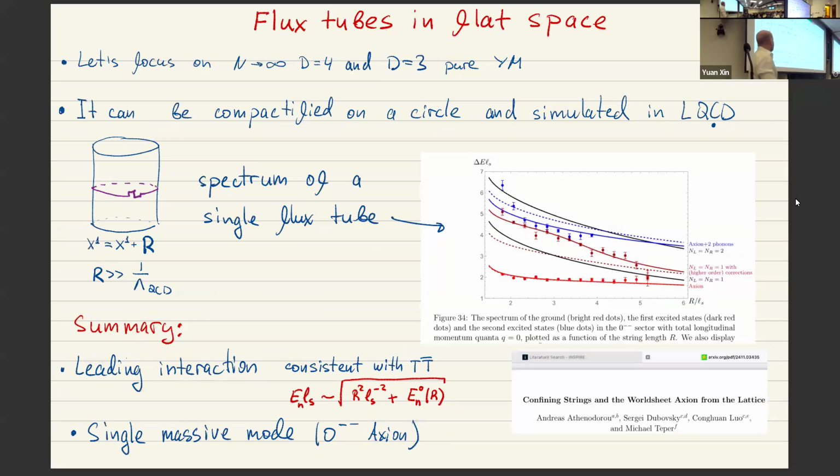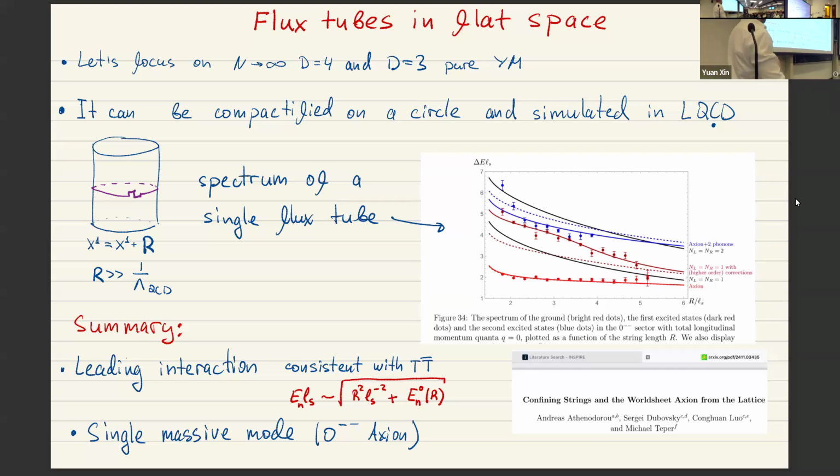So first, very quickly, let me do a lightning review of what we know about flux tubes in flat space. That's something that Sergey and I and others have worked on for a very long time, and most of you have heard many talks from us about it. So again, the setup: we focus on pure Yang-Mills at large N. Some of the things I will say will be true at finite N and with matter, but let's have the simplest setup. So we have pure large N Yang-Mills. I will discuss 4 and 3 dimensions. In both cases, of course, it confines.